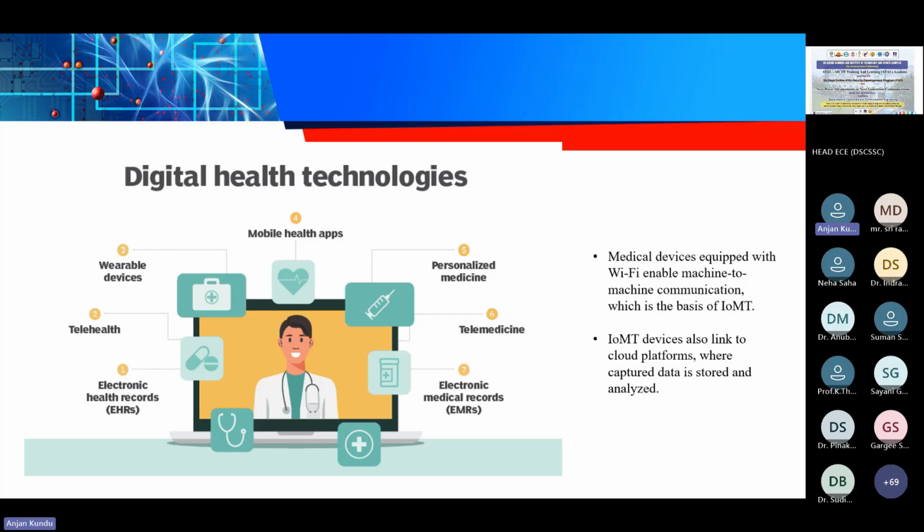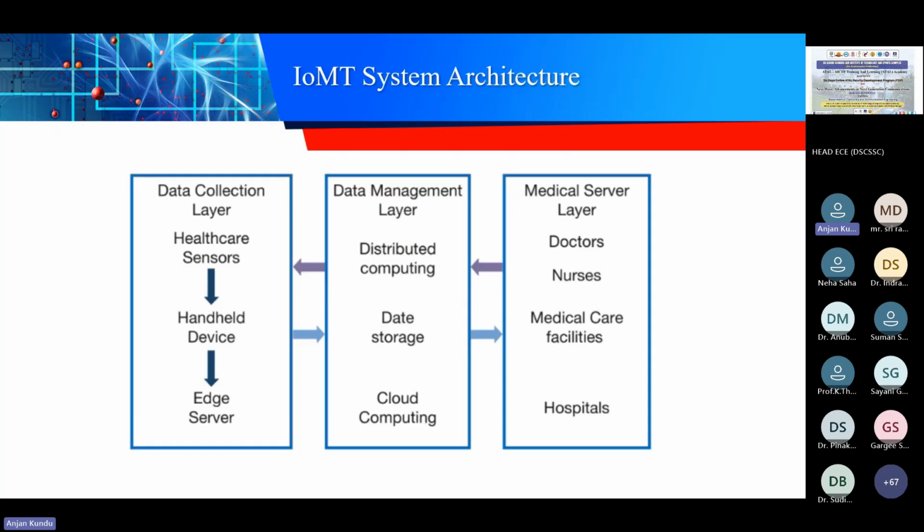Then only we need the cloud platforms. Otherwise, the communication will be on spot, means just we need a Wi-Fi connection. If we want to store the data, to analyze the data, then we need a cloud platform. And if we want communication on spot, means real-time communication, there will be no storing of data. In that case, for that IoMT, we need only a Wi-Fi connection. So this is the basic system architecture of an IoMT.